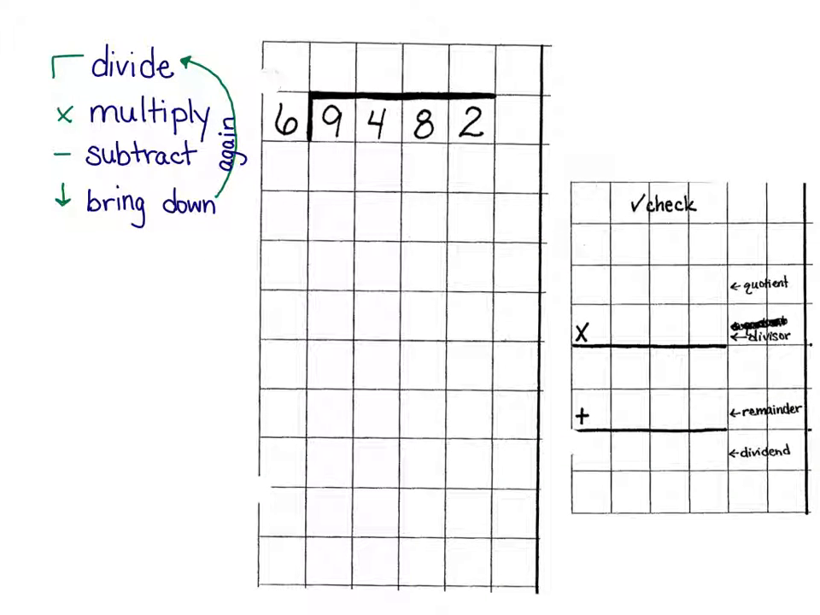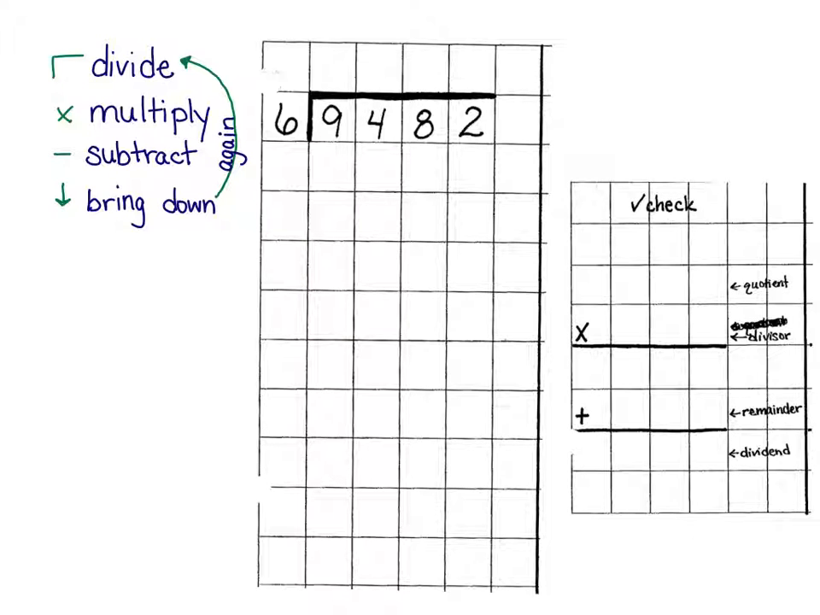This problem is 9,482 divided by 6. So if you don't know your 6 facts, you need to write them on the sides. Pause the video and write them on the sides.